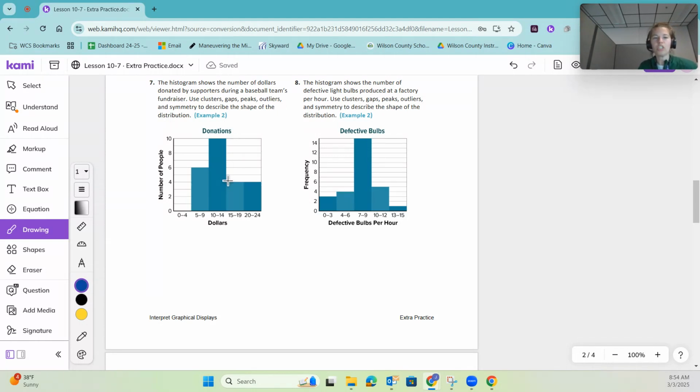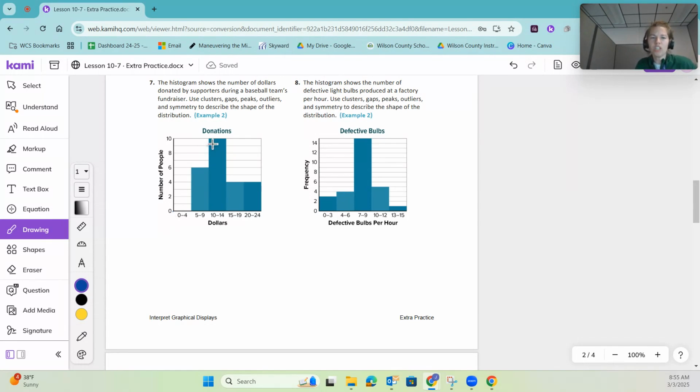Okay, so if we take a look at this, when it's talking about clusters, it's do we have a group of data really close to each other? Gaps, are there any spaces where there is no data? Peaks is where's the highest point? Outlier is, we've been talking about those, a set of data that is far away from the rest. And symmetry is, is this the same on one side as it is on the other? If you cut a line down the half, could you mostly fold it right on top of each other?